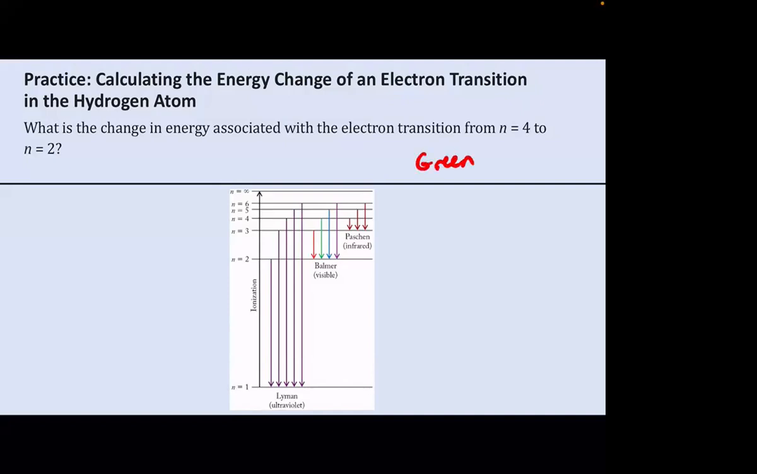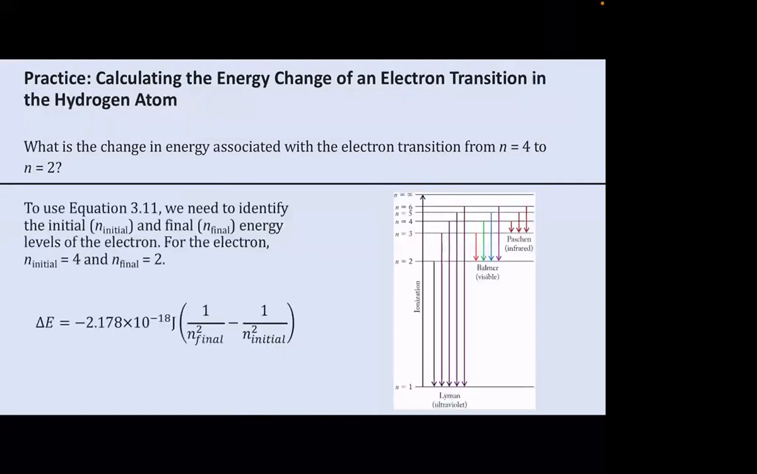We can go ahead and calculate the wavelength just for the heck of it. But all they're asking for is the change in energy associated with the electron transition from n equals 4 to n equals 2. Well, we're going to use that Bohr equation. It's on your outline, right? The initial is 4 and the final is 2. That's all there is to it. Use that constant that comes with the equation.